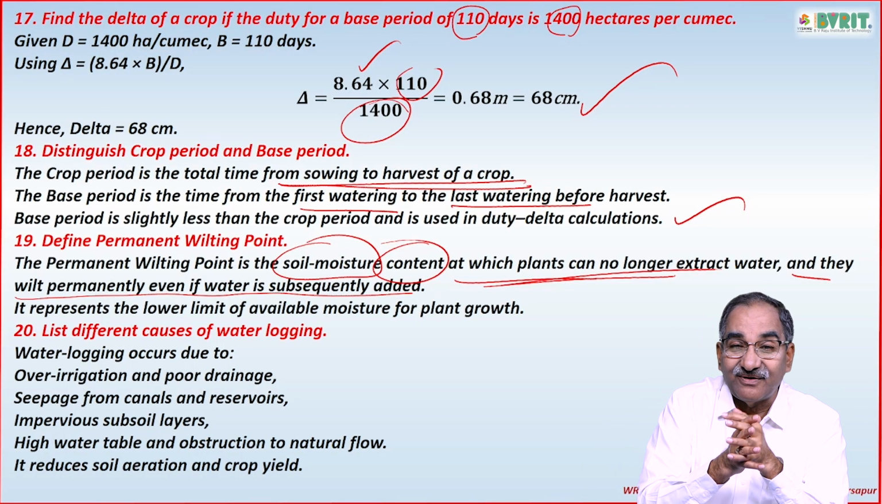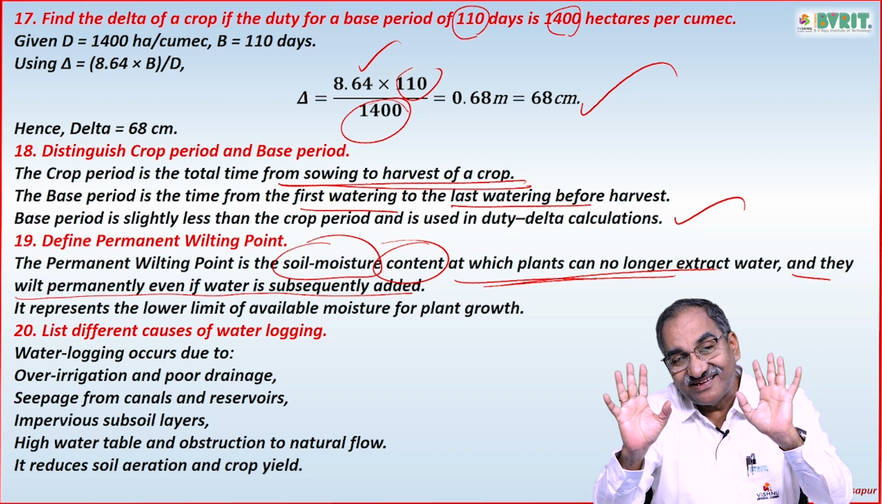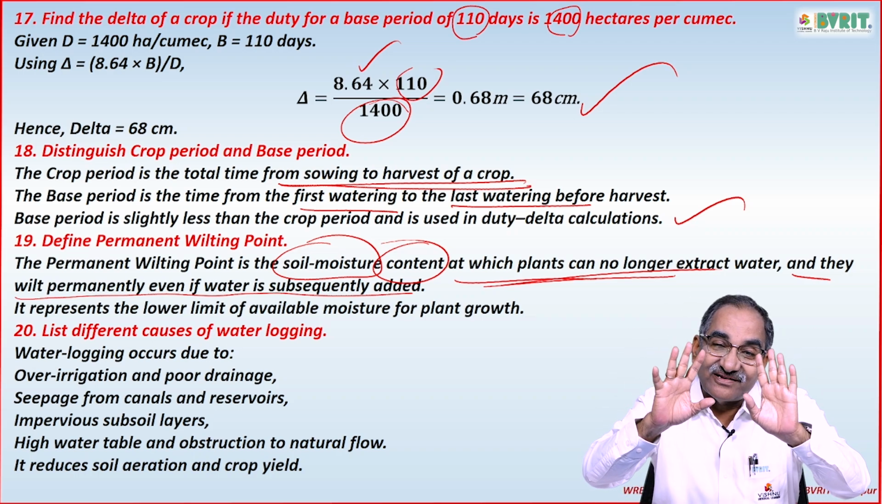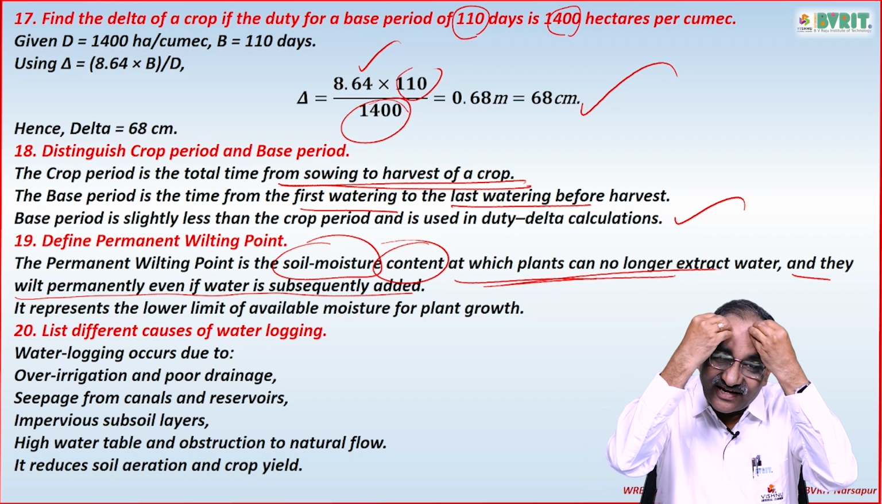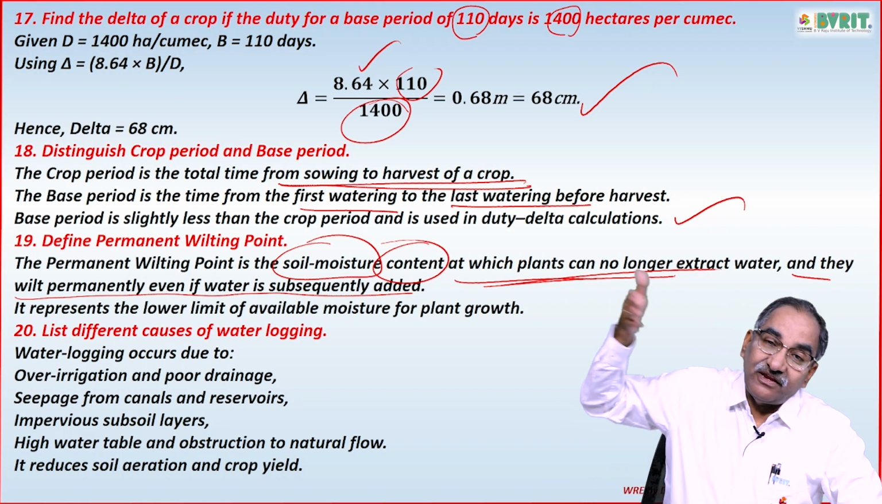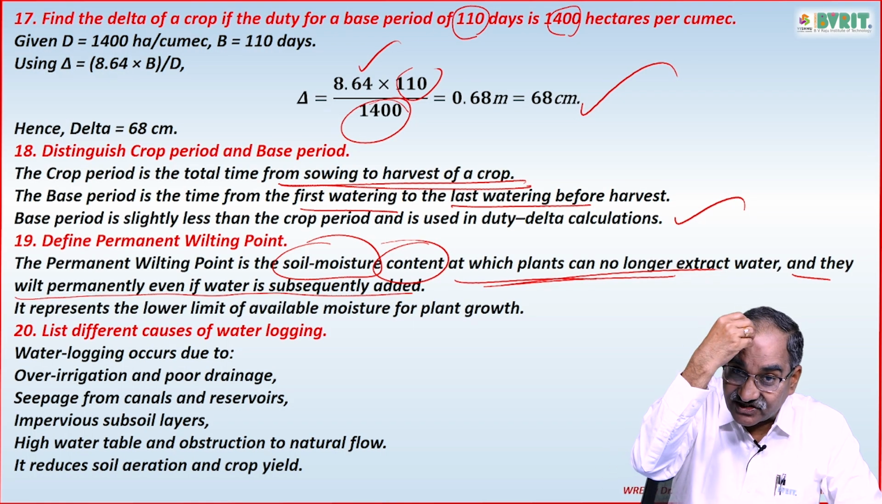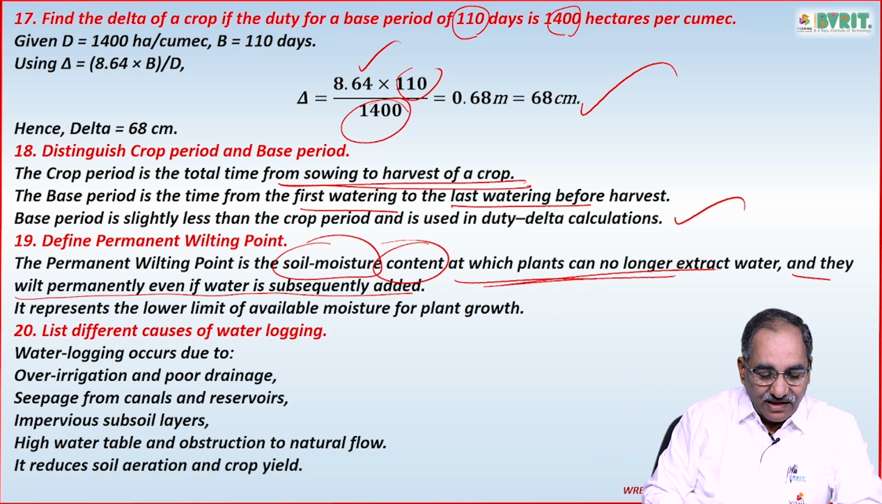Whereas permanent wilting means the soil moisture has reached such a stage that the plant is not able to extract any water. Once it reaches that state, even if you add water after that, it won't take anything. It has already died.